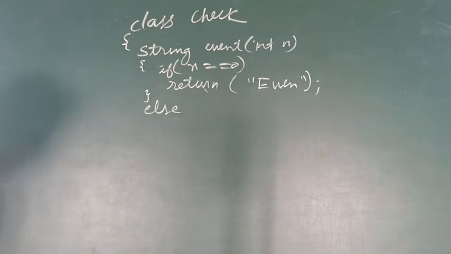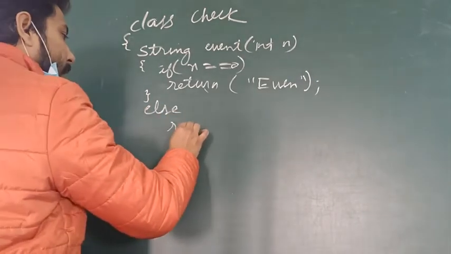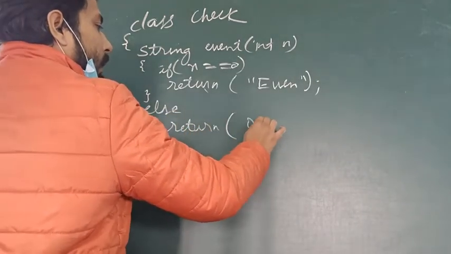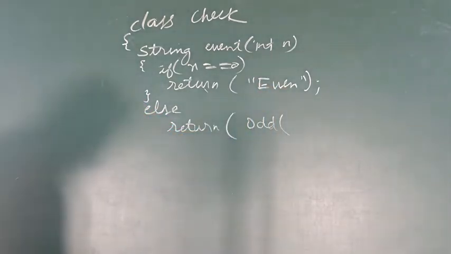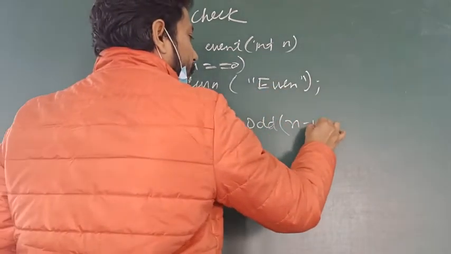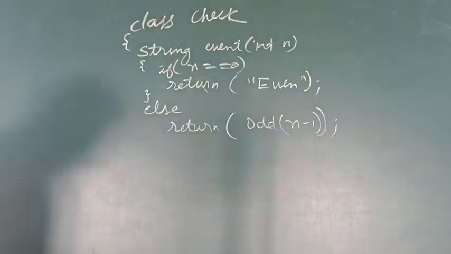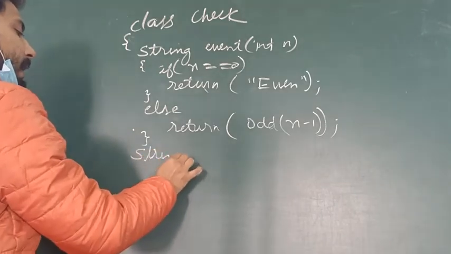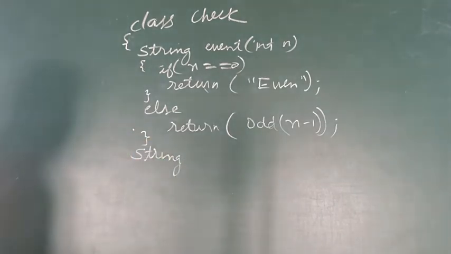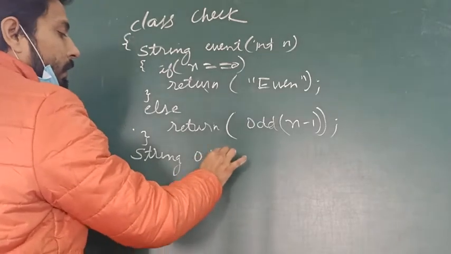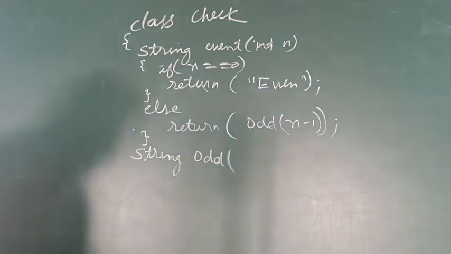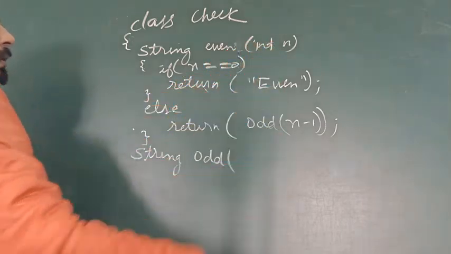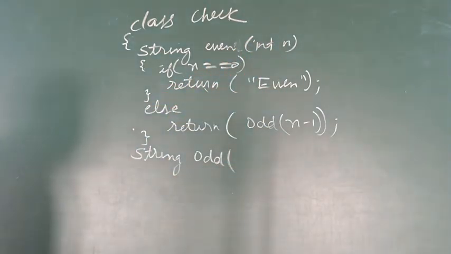In your else, return odd of n minus 1. Then this function is closed here. Another function, string odd. Sir, you closed it and put it outside the else.